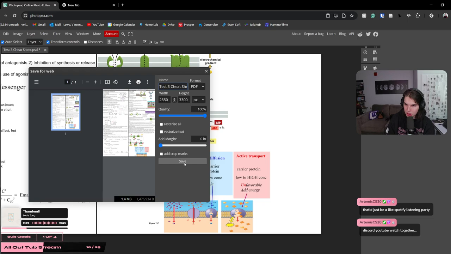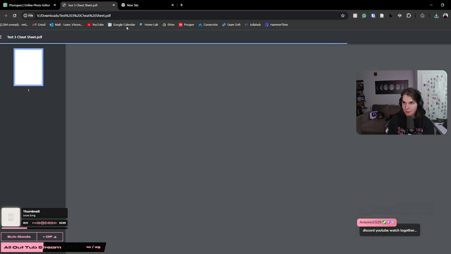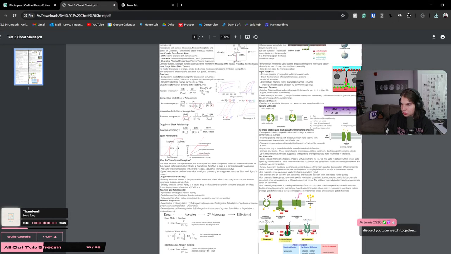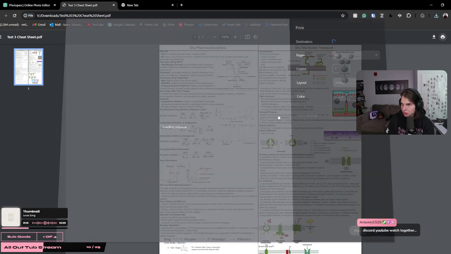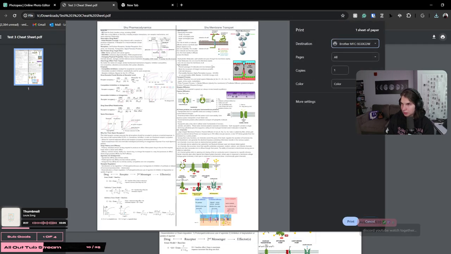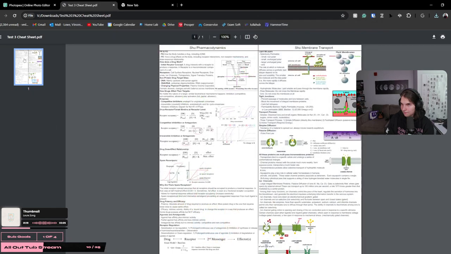All right, chat, test three, cheat sheet. Let me just try to print this real quick to make sure it works. Yep, brother printer, cool.